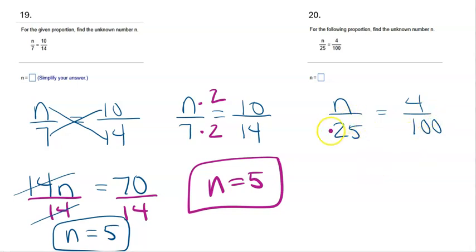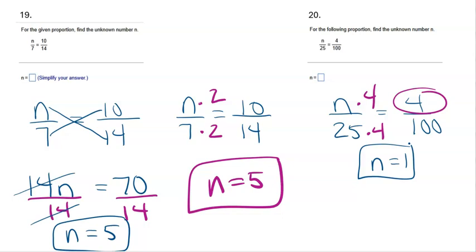What do we multiply 25 by to turn it into a 100? That's 4. Okay, so this top one must also be multiplied by 4. So what times 4 equals 4? Well, that's going to give me n is equal to 1. So that's more of the thinking way to do it.